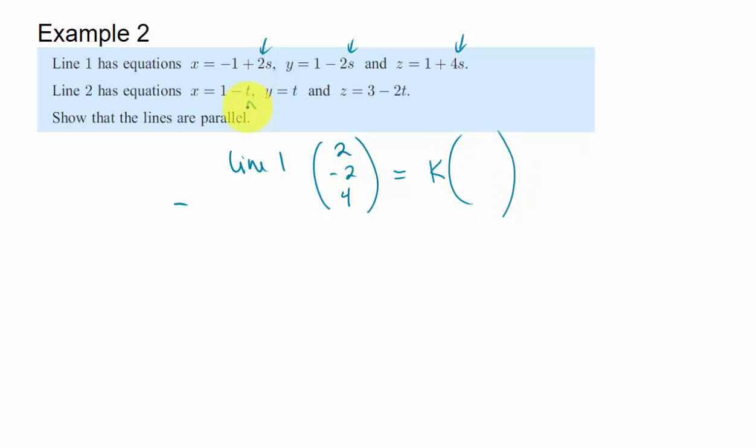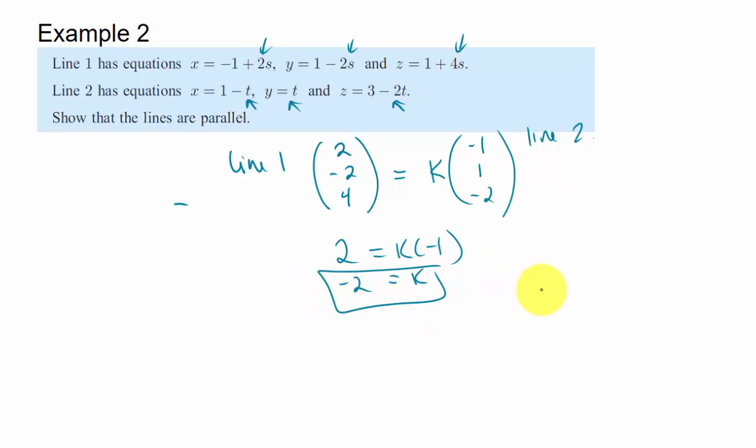So if I take the direction vector of line 2, so if this is line 2, then I have negative 1, 1, and negative 2. So the question is, is there a scalar multiple? Well, I'll take my x components. 2 is equal to k times negative 1. So k is equal to negative 2.